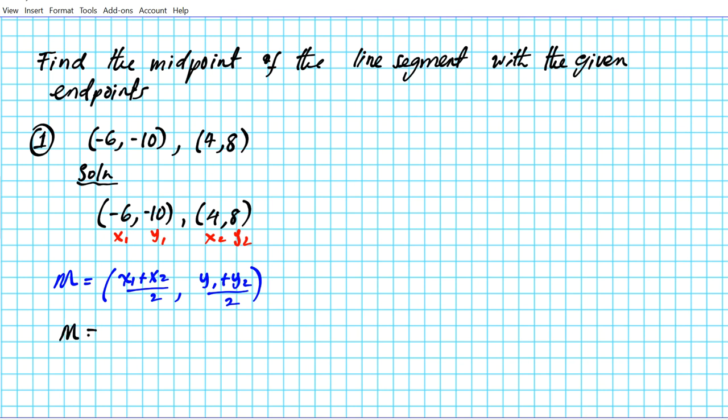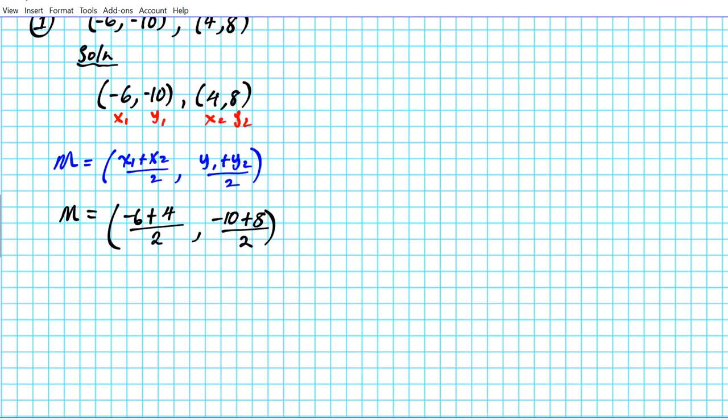And finally, we're now going to substitute. Your midpoint M is given by x1. What is x1? -6 plus x2 is positive, so we don't need a parenthesis. x2 is not 8, it is 4. So x1 plus x2 over 2, and then for the y coordinates, y1 plus y2 over 2. Now we're going to simplify this resulting coordinate right here using the order of operations.